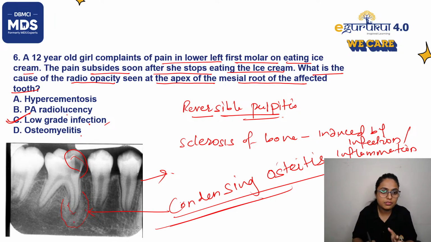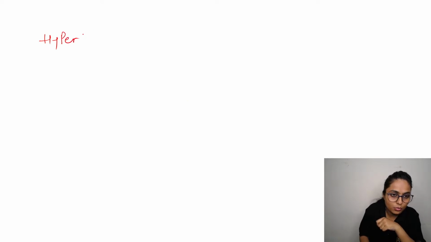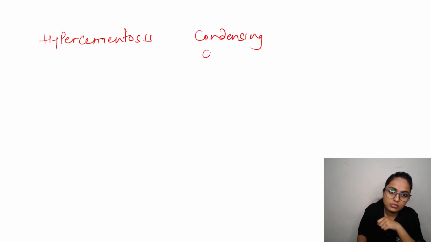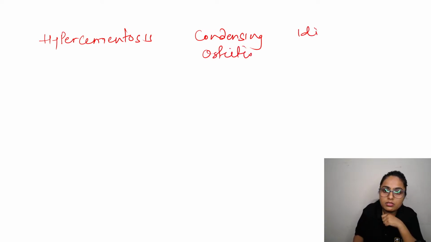Now you can get confused between hypercementosis. So there are basically three entities that you will get confused with: hypercementosis, condensing osteitis, and idiopathic osteosclerosis.